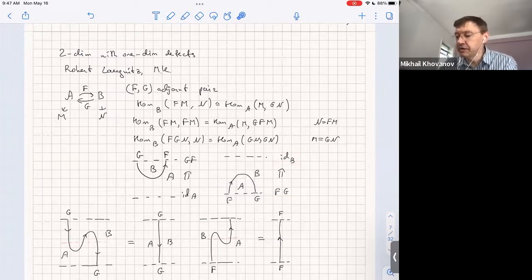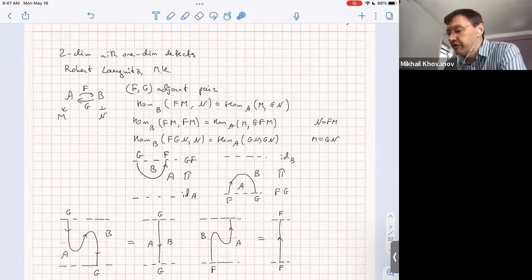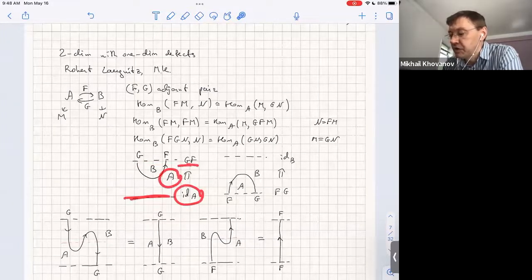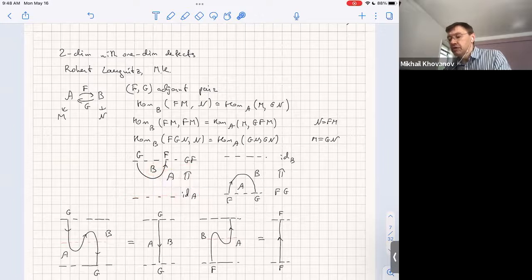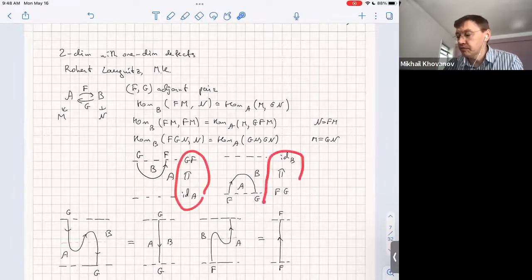And the interesting feature of this description of an adjoint pair of functors is that we can draw functors by putting dots on the line. This is functor F from category A to category B. This is functor G from category B to category A. This is the composition. And this picture is a picture of a natural transformation from the identity functor, there's nothing here, to FG. The regions of this picture are labeled by categories A and B, functors are labeled by dots, and natural transformations are labeled by diagrams in the plane. So these are the pictures for these two diagrams.